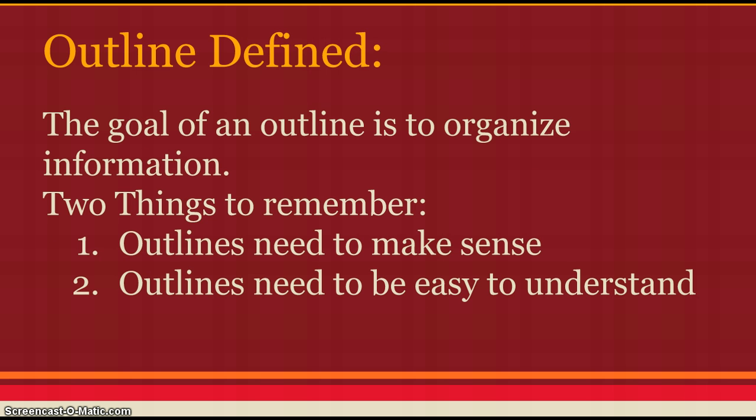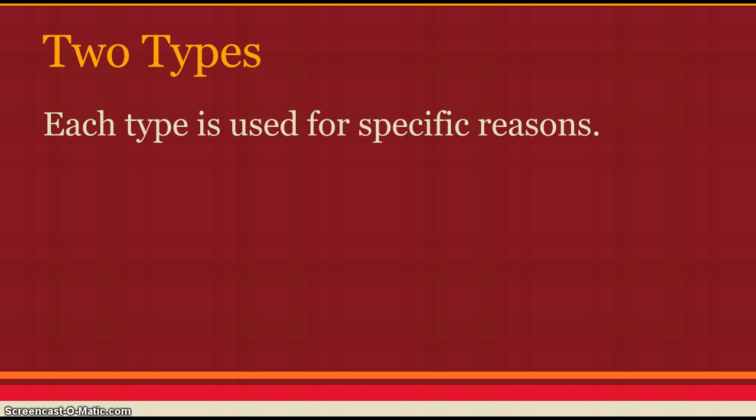So, an outline, as it is defined, the goal of an outline is to organize information. And two things that you should remember is your outline needs to make sense, and the outline needs to be easy to understand. One, if you're making it for somebody else, but two, if you're making it so that you can consult it later, like say you're outlining notes, you'd want to be able to go back and look at it again. So there are two types of outlines, and each one is used for a very specific reason.